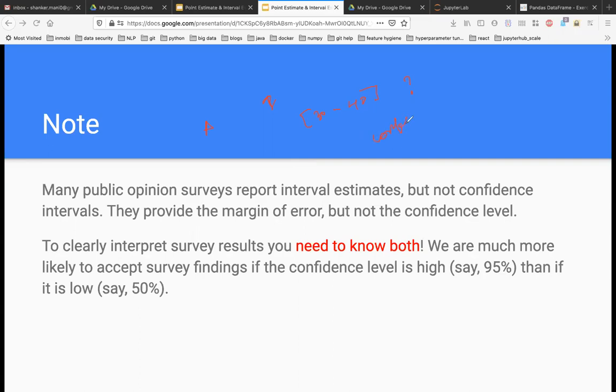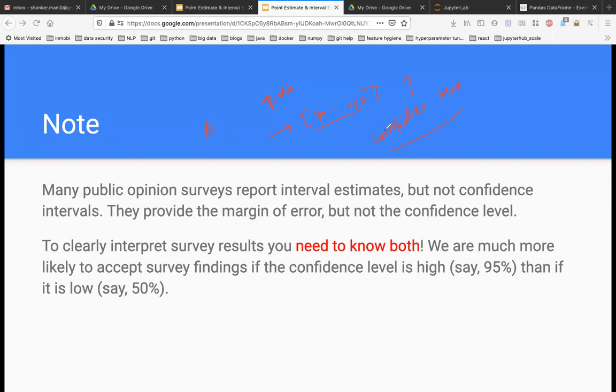What is your confidence level? How much confident are you that this political party A in India will get this much percentage of votes in, let's say, the 2021 election or something like that? Okay. So normal public, anyone who doesn't know about confidence level, will simply say that, oh yeah, this party is getting 30 to 40% votes. I think these guys are going to win. So let me invest in stocks or something like that.